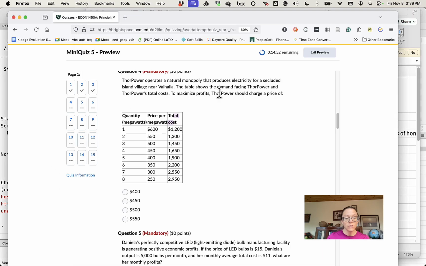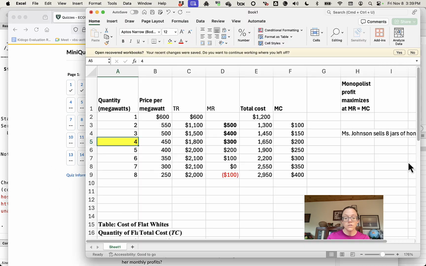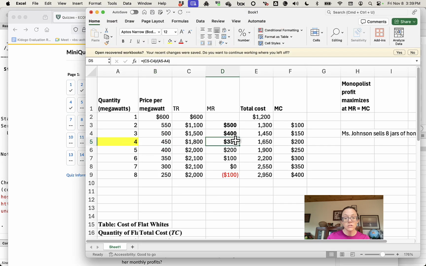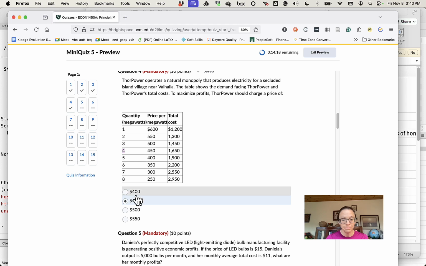So if we go back to our question, we need to know what the price is. So to sell 4 megawatts, I'm going to go all the way up to the demand curve, which is 450. So I should charge 450. At 450, consumers will demand 4 megawatts, and at 4 megawatts, my marginal revenue equals my marginal cost. So it's the same process that we did with the figure, except that we're just using it in our numbers. So just get ready when you're presented with a table like this that you'd have to add new columns so you can get to the marginal revenue and marginal cost that you need.